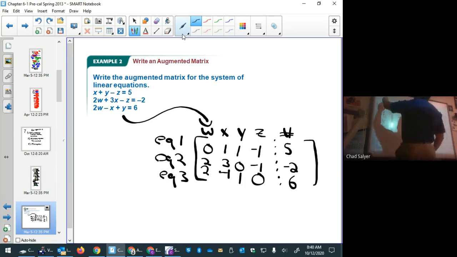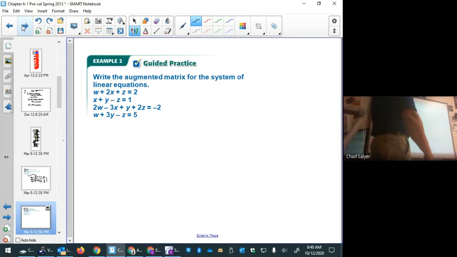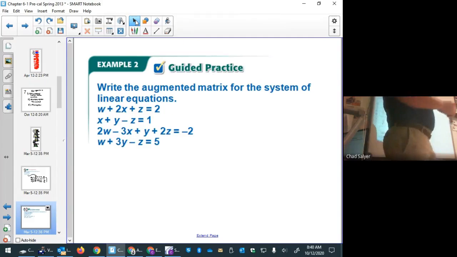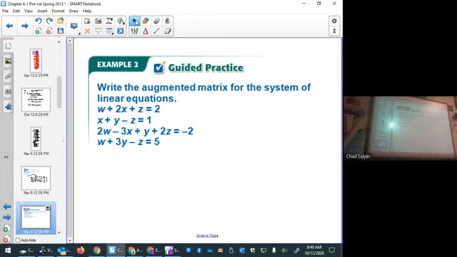All right. So here's one for you guys. Take just a minute or so and write me an augmented coefficient matrix for this.